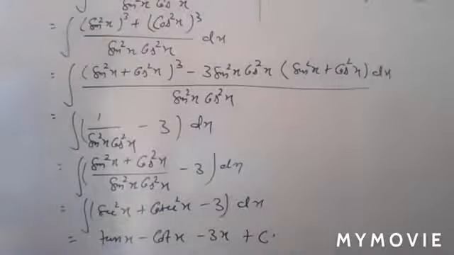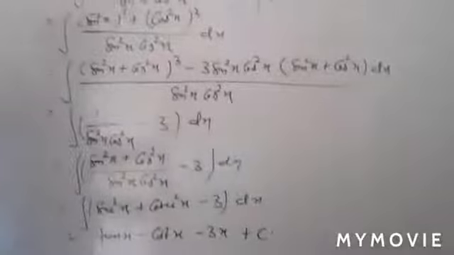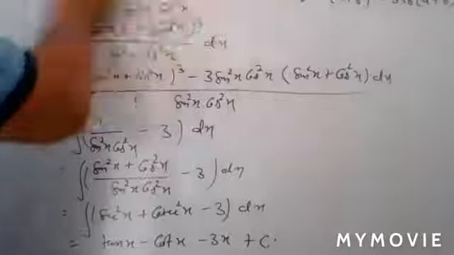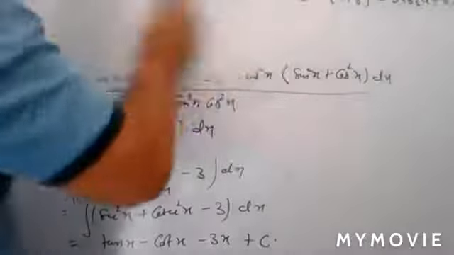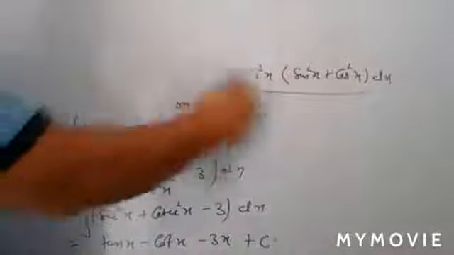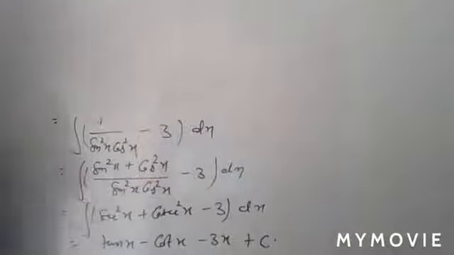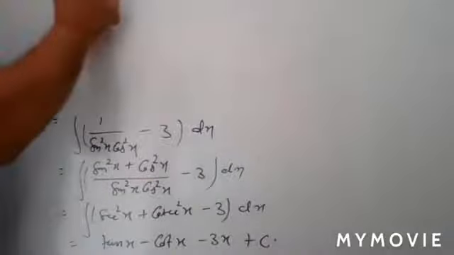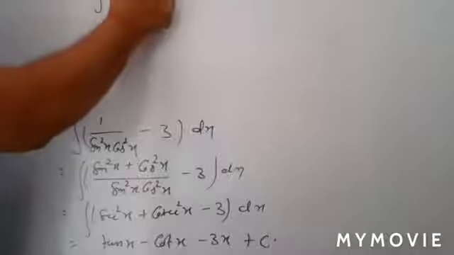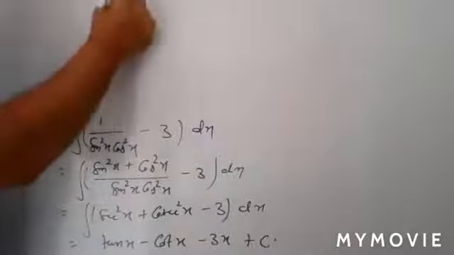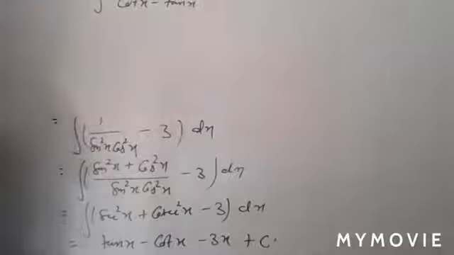Now write the next question. Your next question is integration of 1 plus cos 4x divided by cot x minus tan x, dx. So this is your next question.